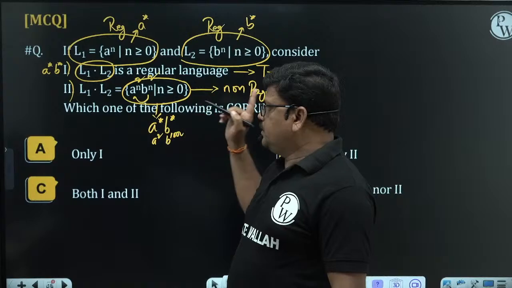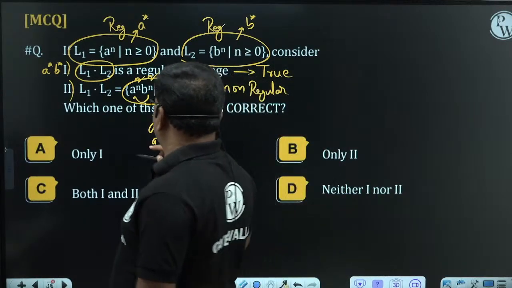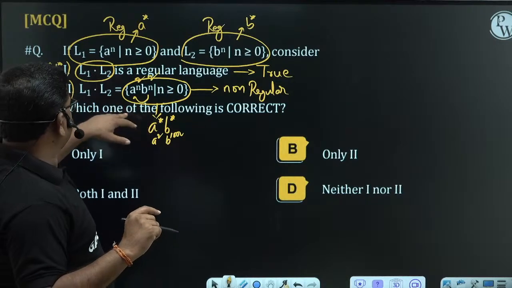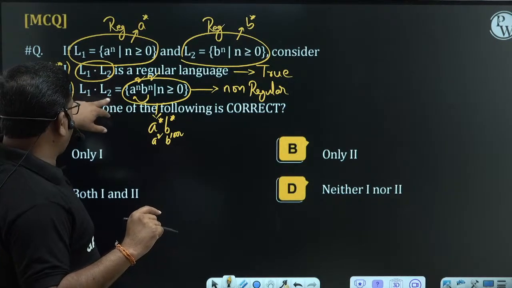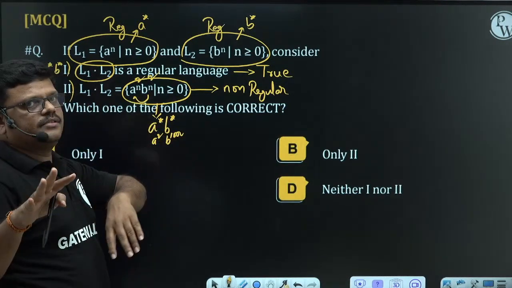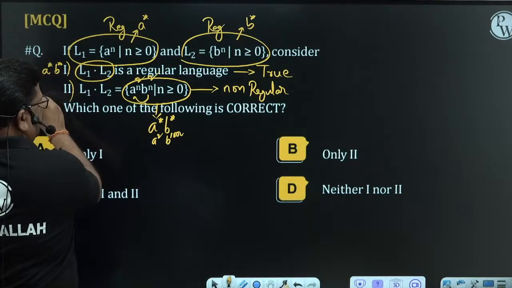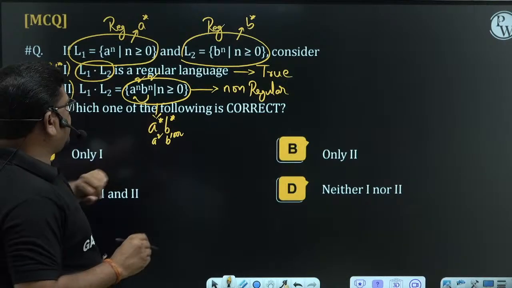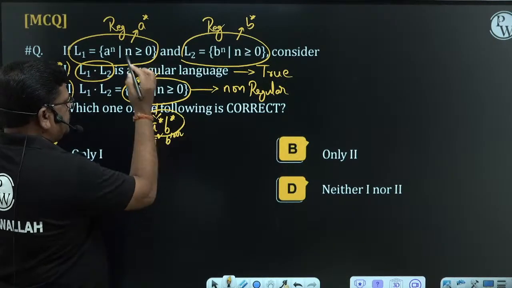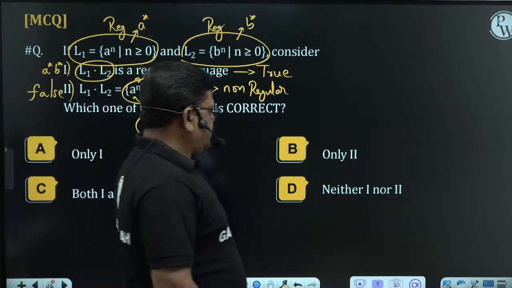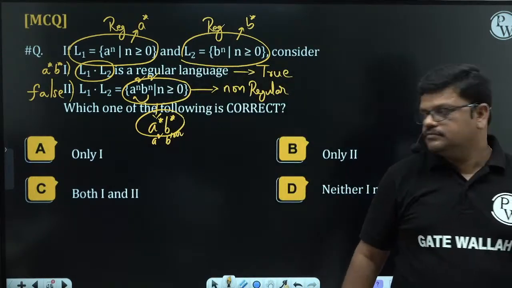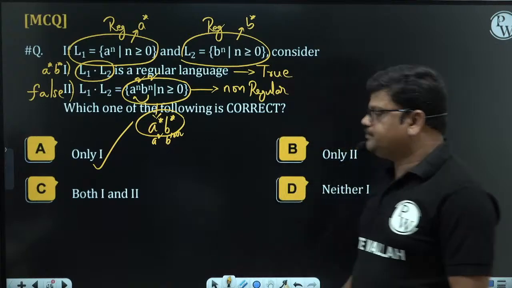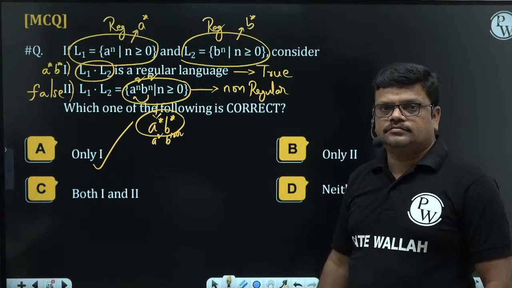So what he is saying, which of the following is correct? He is saying this is also regular. So he is saying that L1, L2 is nothing but A power n, B power n. He is saying this is clearly false. How is it? The concatenation of these two will give A star, B star, not A power n, B power n. So which of the following is correct here? The correct one is only one. Right.